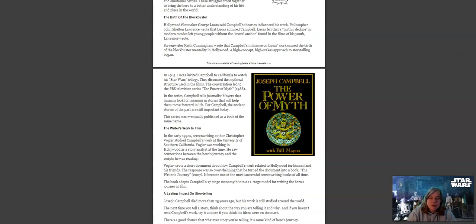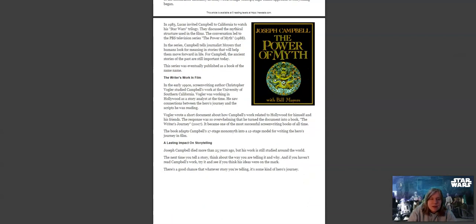Hollywood filmmaker George Lucas said Campbell's theories influenced his work. Philosopher John Shelton Lawrence wrote that Lucas admired Campbell. Lucas felt that a mythic decline in modern movies left young people without the moral anchor found in the films of his youth, Lawrence wrote. Screenwriter Keith Cunningham wrote that Campbell's influence on Lucas's work caused the birth of the blockbuster mentality in Hollywood. A high-concept, high-stakes approach to storytelling began.